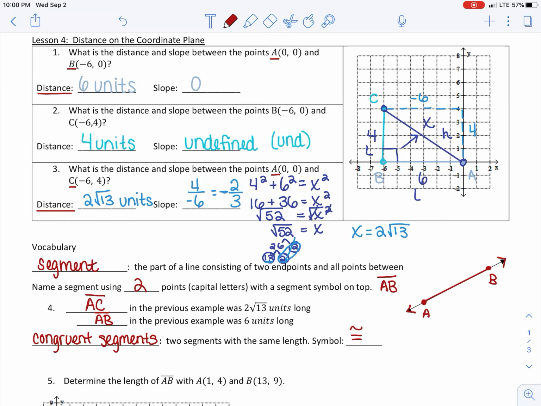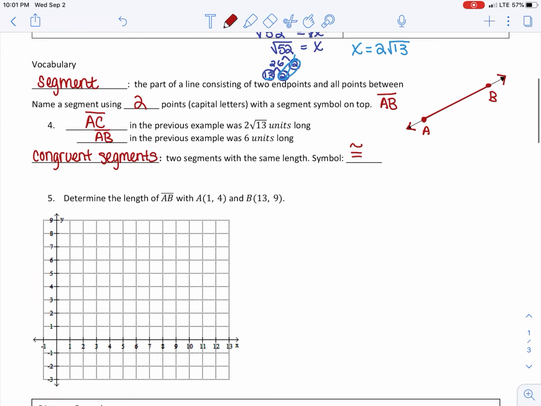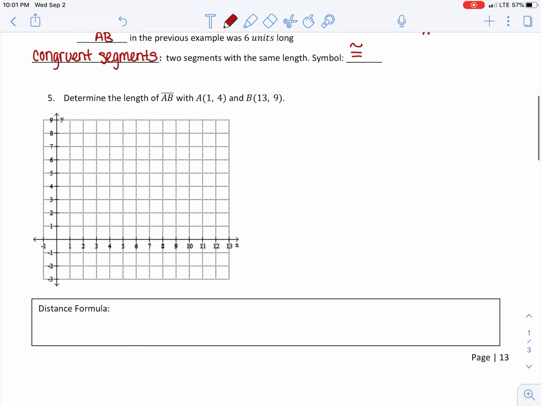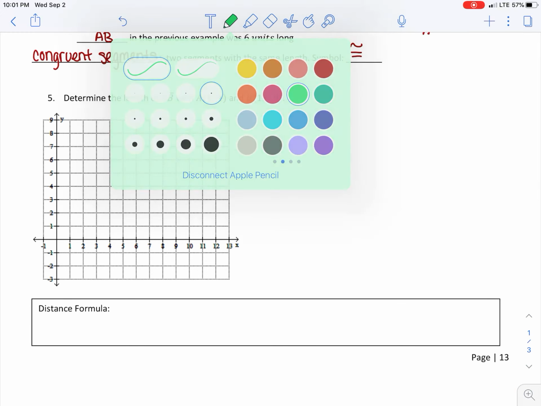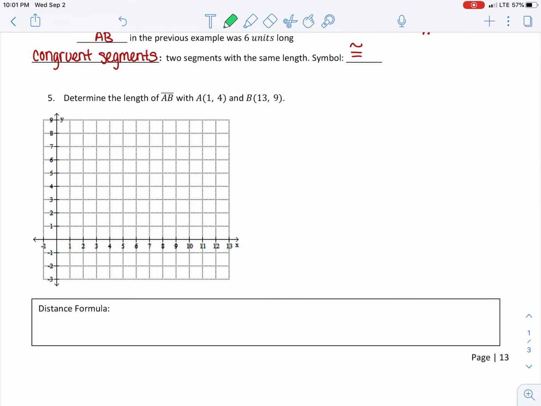Okay, so we're going to use the Pythagorean theorem like we did in example 3 to complete example 5. It says determine the length of AB. If we're looking at AB, A is at (1, 4), so we're going to be right here. I'm going to label that A. And then B is at (13, 9), so B is going to be up here. If we draw our line to connect those two.